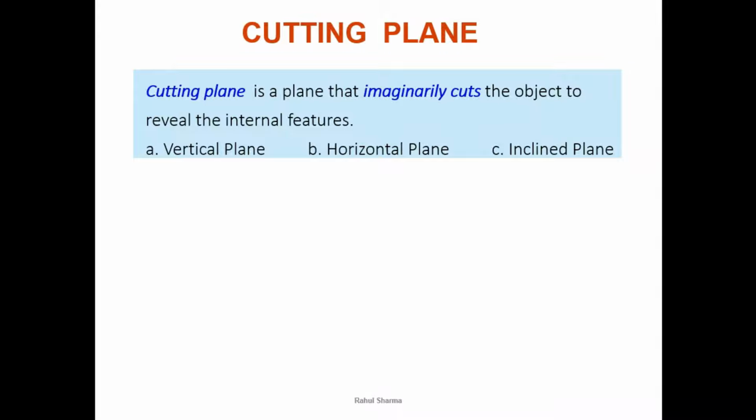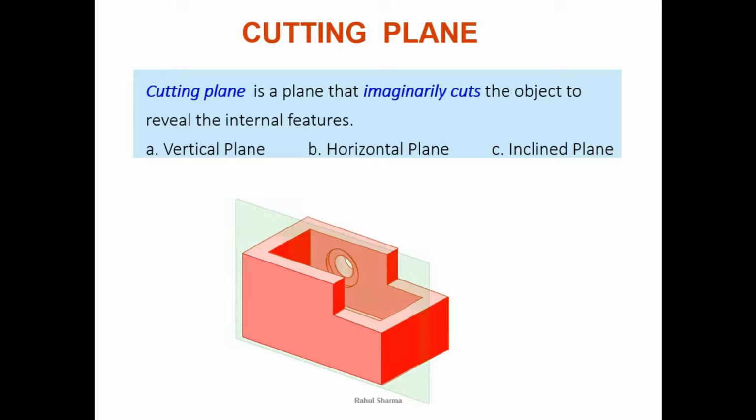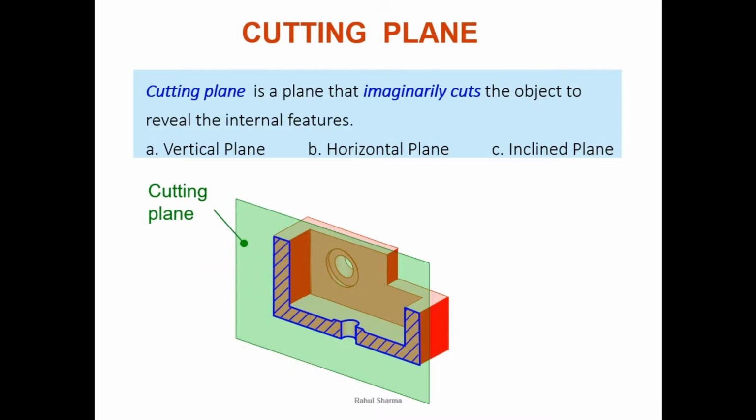Now what are the types of cutting planes? The imaginary section plane. These are of three types: vertical plane, horizontal plane and inclined plane. It is just simple with the name. Vertical means when we cut the object vertically, horizontally when we cut the object horizontally, and inclined when we cut the object inclined. Now we will see, object is given, you cut the object from here with this section plane, and this section plane is known as cutting plane, or it is known as section plane, and these lines are known as hatch lines or section lines, and this is an imaginary cutting plane.